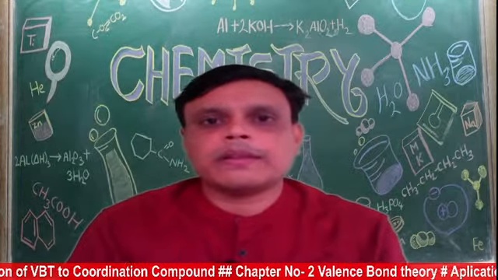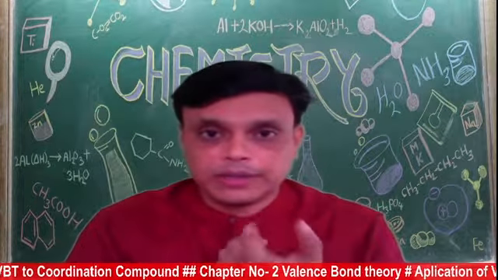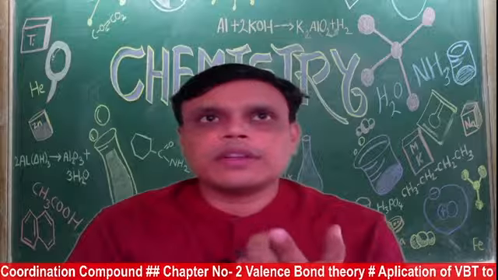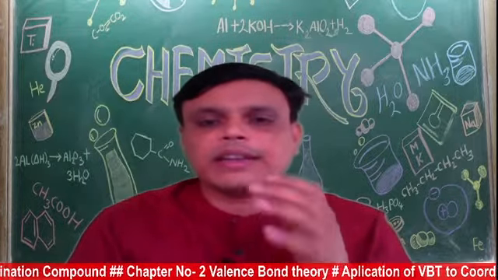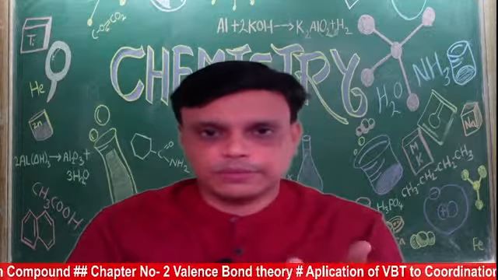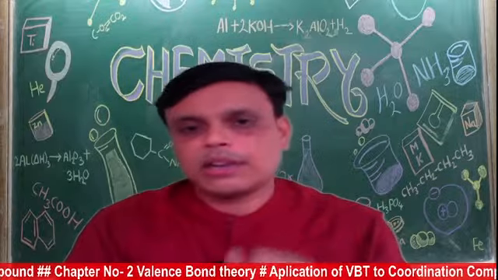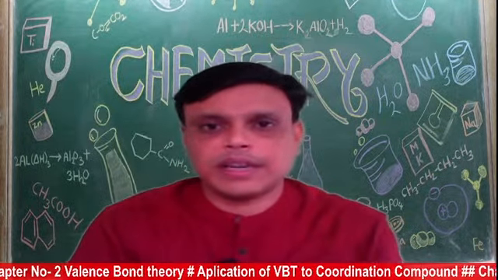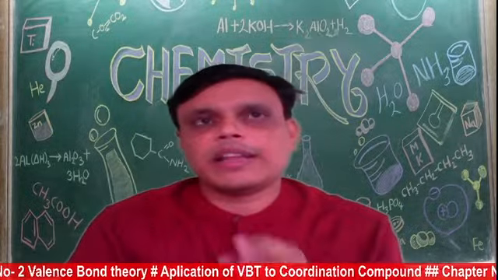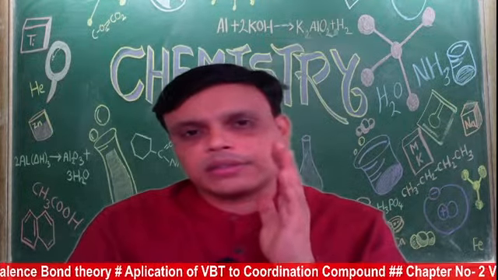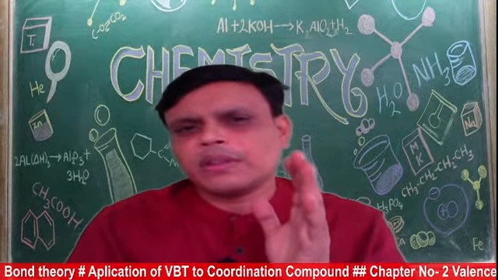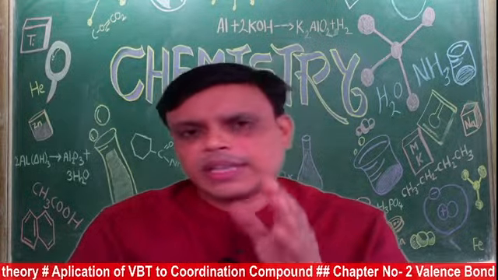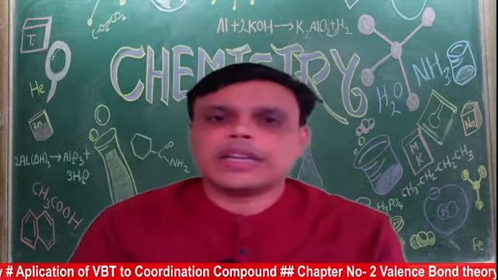Okay? So we can comment on magnetic moment also. Magnetic moment means what? If the complex is paramagnetic, then the magnetic moment will have some value depending upon how many unpaired electrons are present in that. This is called paramagnetic. And if that complex does not have unpaired electrons, then it is called a diamagnetic complex.